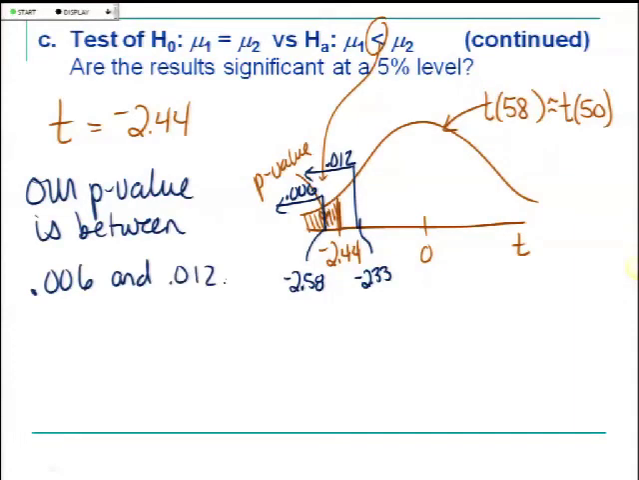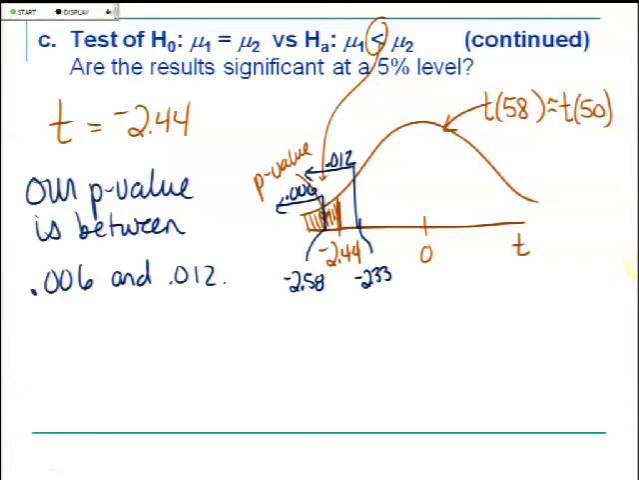If H naught were really true and there's no effect of the beta blockers on average, well then we would see results like we got, or more extreme, very rarely. Only like 0.6 to 1.2% of the time would you see these kinds of results. That's pretty unusual under that model. Doesn't support that model, H naught being true. So we will do what? What will be our decision?